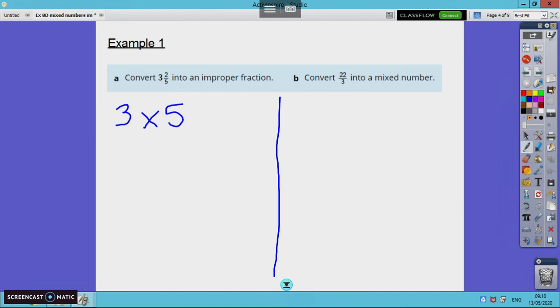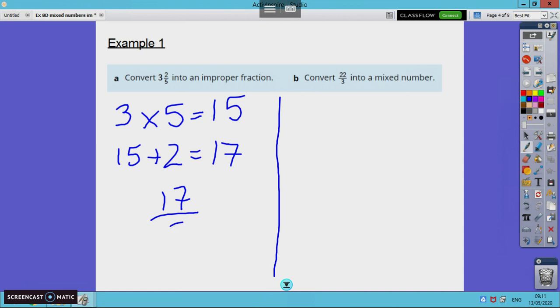And then we've got the extra 2/5 that we've got. So that would be 15, and then we do 15 add 2, and that gives us 17. Now our final answer would be 17, and we would use the same denominator, which is 5. Okay, so our answer would be 17/5. A quick way you can think about this is you can multiply the 3 by the 5, add the 2, and then write over the 5. So multiply the whole number part by the denominator, then add the 2, and then write it over 5.